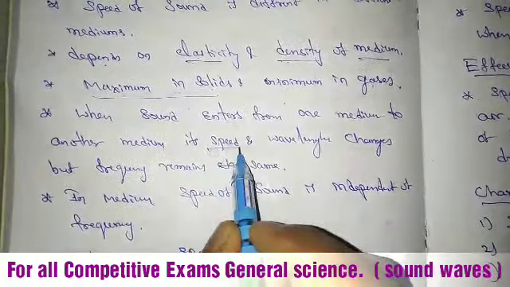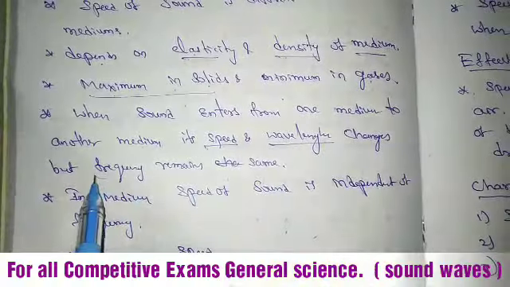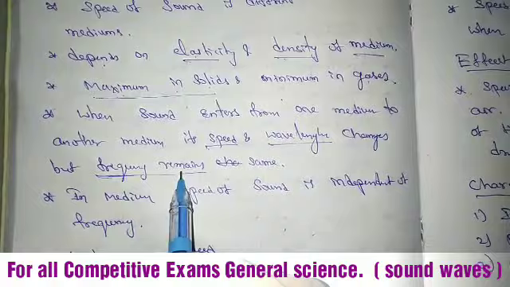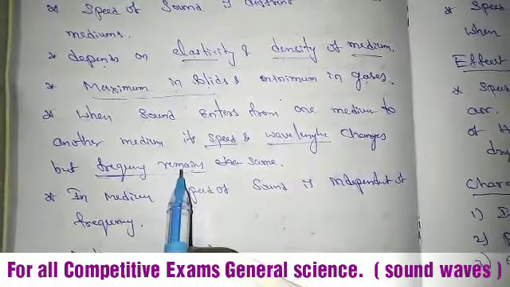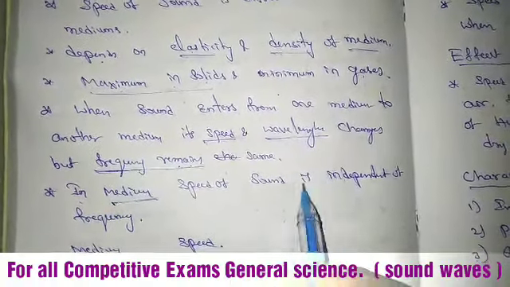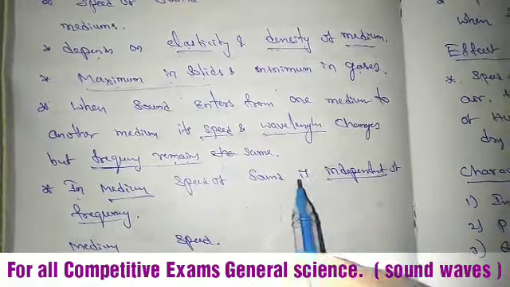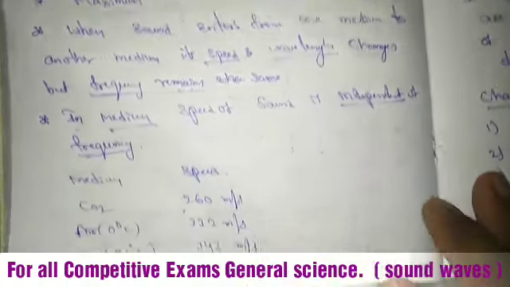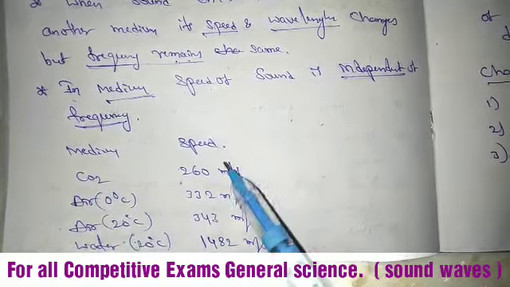What are the changes? Speed changes and wavelength also changes, but the frequency remains the same. We remember the frequency remains the same from one medium to another medium. The speed of the sound in the medium is independent, so frequency is independent.